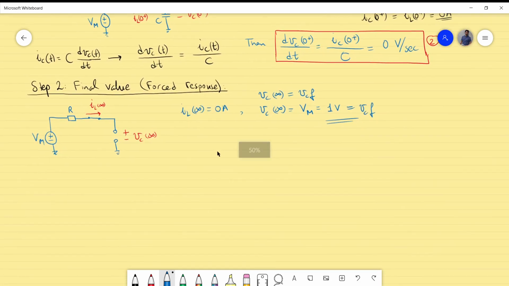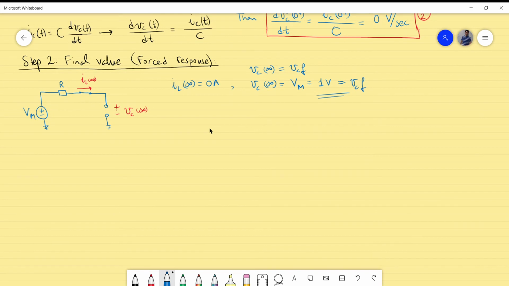So what we have, I will zoom out a little bit and come here to make some room. So what we have is step 3, that will be the natural response. Okay, so natural response, let's redraw the circuit again so we can see the situation more clearly.